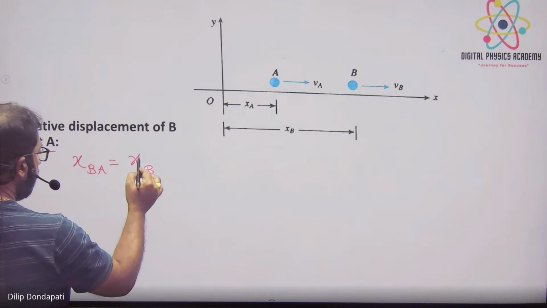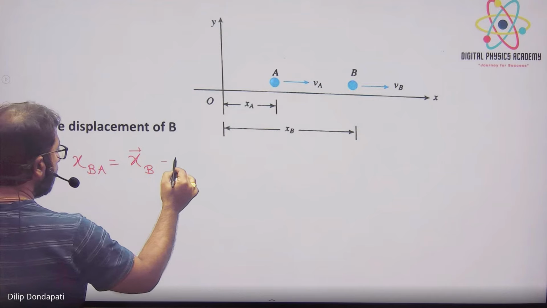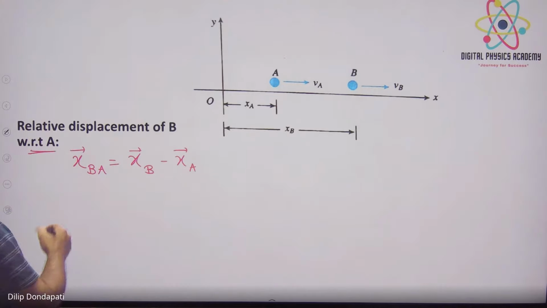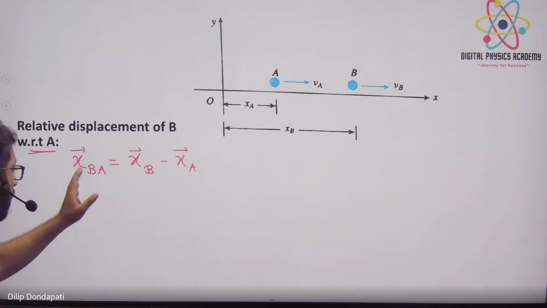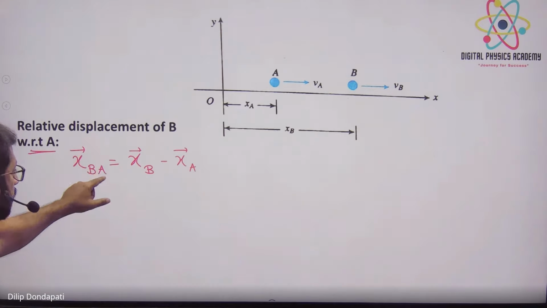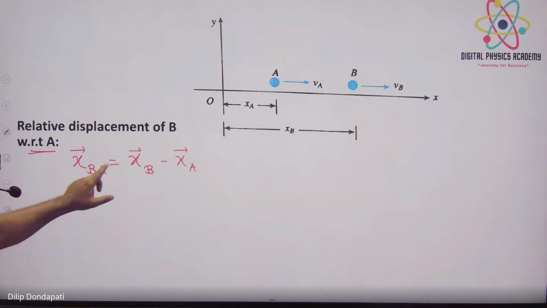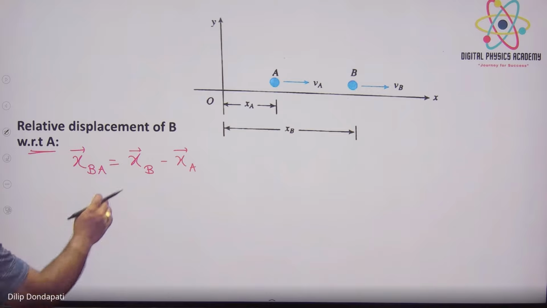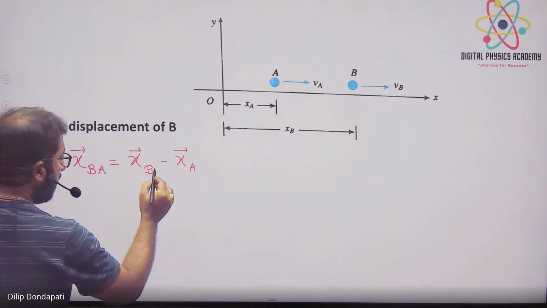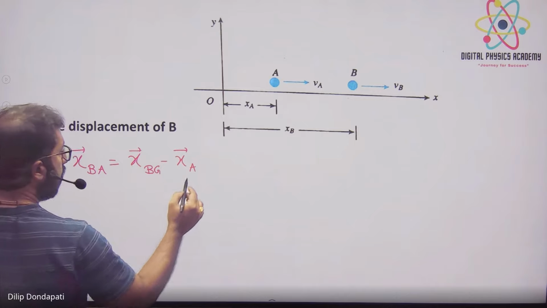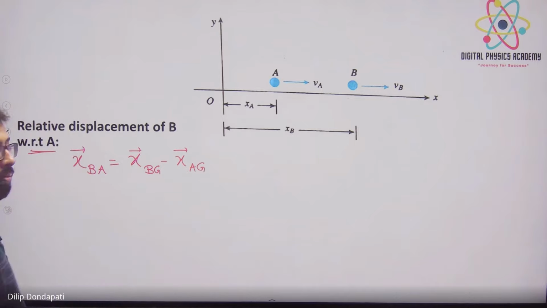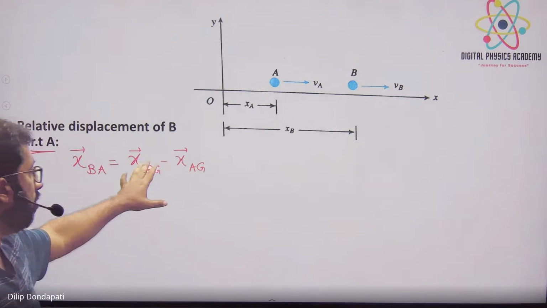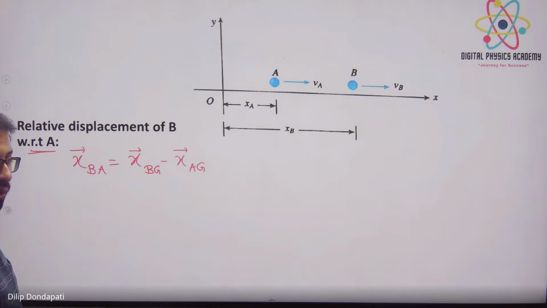इसका formula है xb minus xa. This is the formula for relative displacement of B with respect to A. A के respect में B का displacement कितना है? xb minus xa. Okay, लिखो. And this B is with respect to ground, meaning the observer is on the ground. उसके respect में we have to solve. ये लिखने से questions can be solved easily with respect to ground.